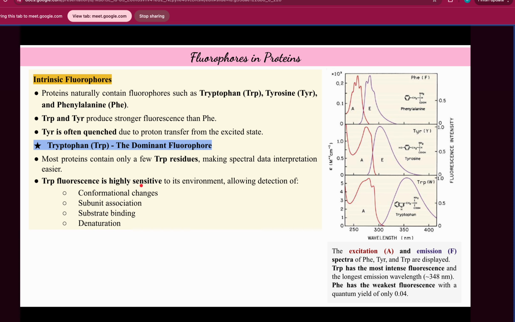And this tryptophan fluorescence is also sensitive to the environment. Due to this, we can study conformational changes, subunit association, substrate binding, and denaturation. All these things can be studied by using fluorescence spectroscopy.